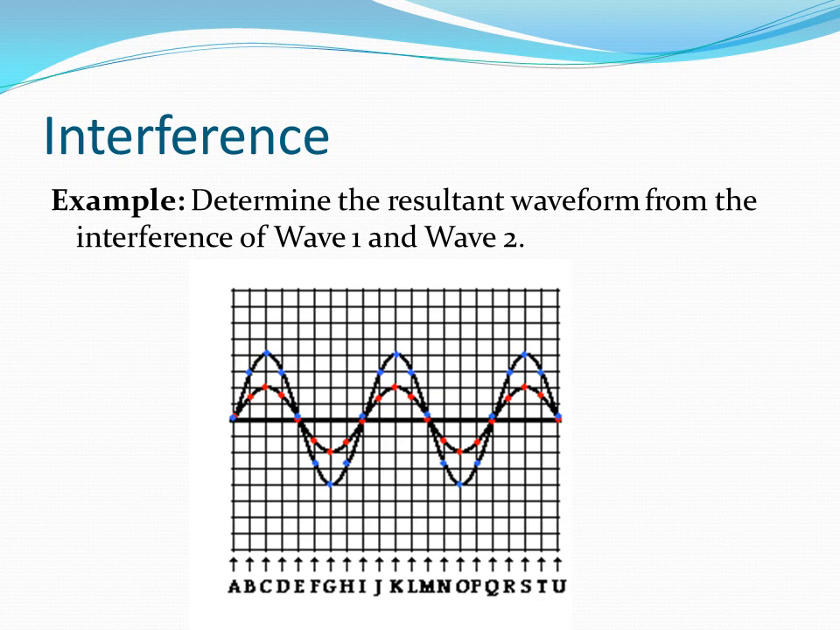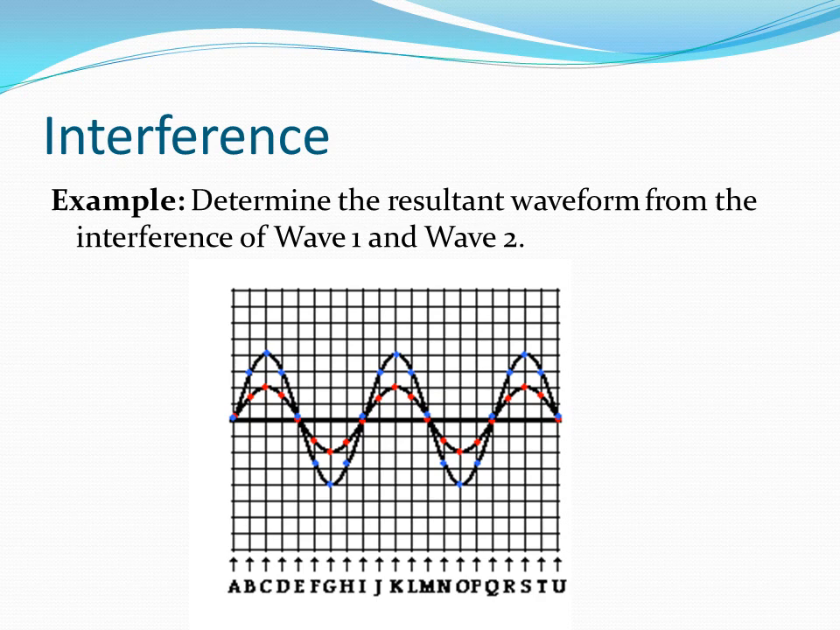I'm going to now show you how to determine the resultant waveform from the interference of wave 1 and wave 2. Now, I noticed that the crests and troughs align. As a result, the amplitudes of these two waves will add. I notice that my red wave has an amplitude of 2 units. My blue wave has an amplitude of 4 units.